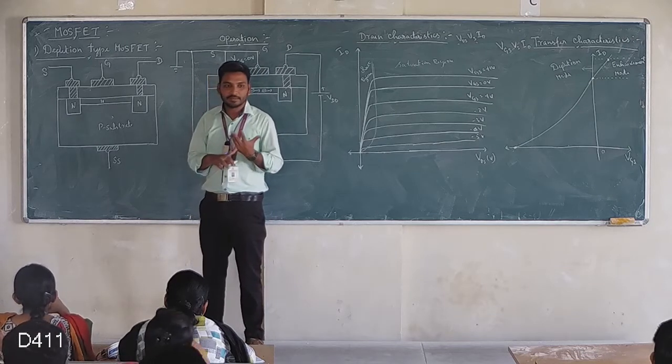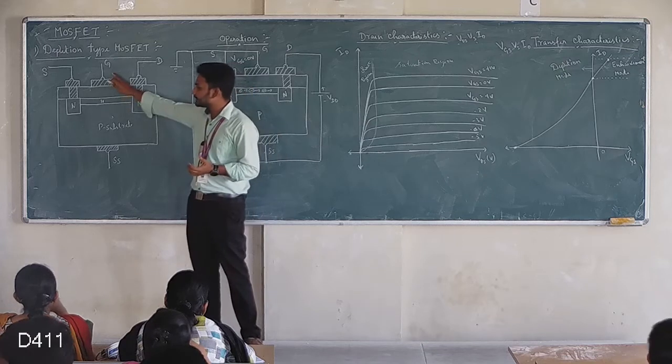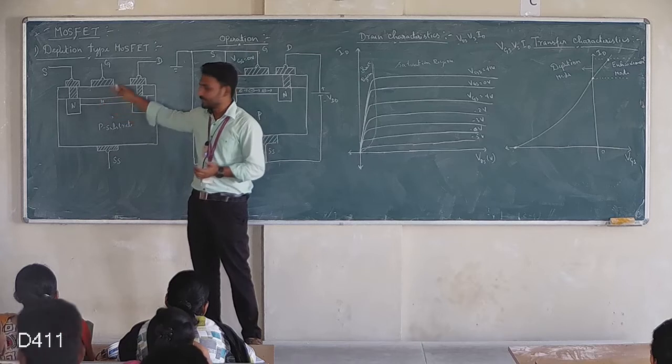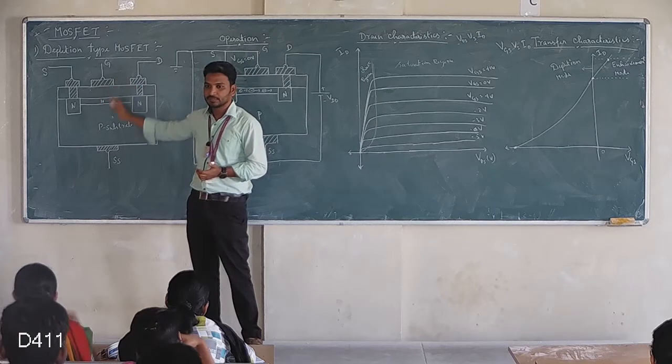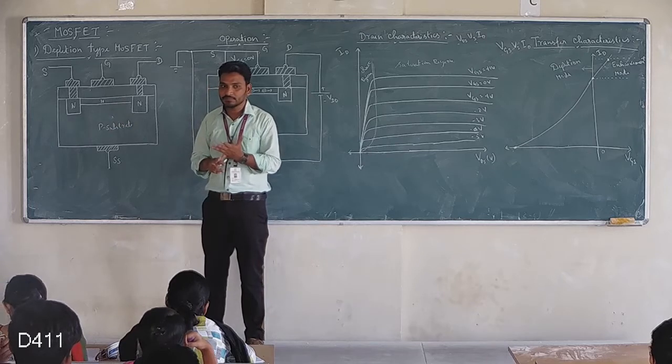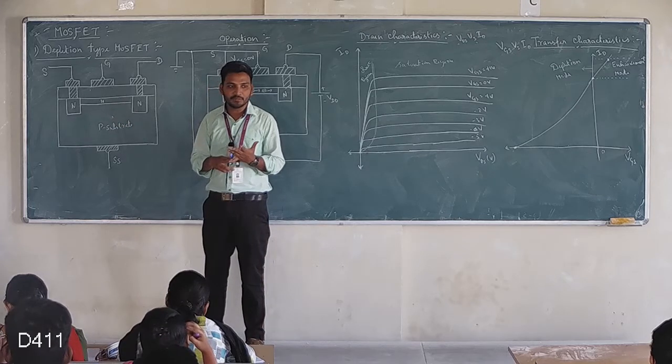In JFET construction, the gate is directly connected to the substrate. There is no separation between gate and substrate. In JFET, all the terminals are directly connected to the substrate, either P type or N type.